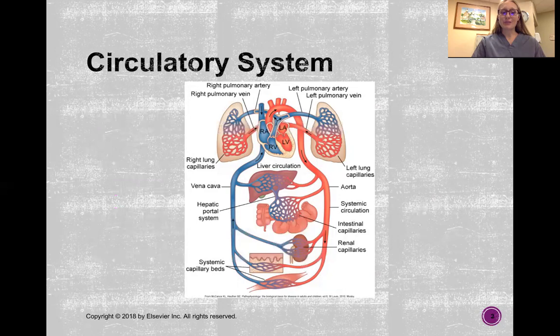This is just a review of the circulatory system. So remember that blood goes from the systemic circulation into the right atrium, into the right ventricle, and then it's pumped into the lungs. It comes out of the lungs into the left atrium, goes into the left ventricle, and is pumped through the circulatory system. So when we are looking at defects, we have a defect somewhere in that pathway.